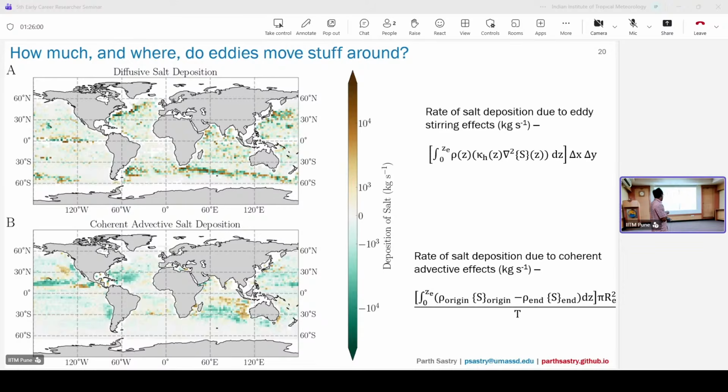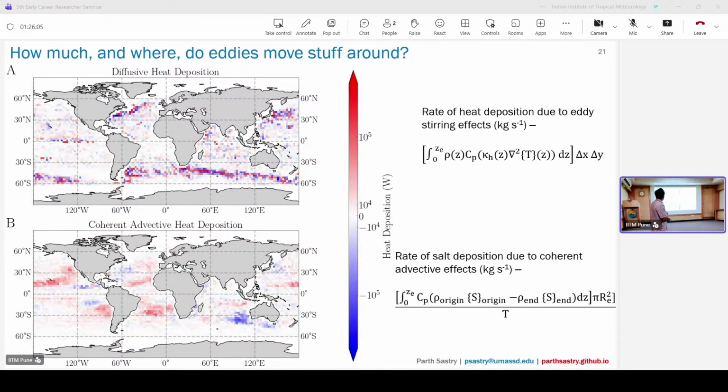The South Atlantic subtropical gyre is also highlighted in this, but it shows up more so in heat. And the maps look very similar to what they look like for salt. And the reasons for most of these patterns are similar to what I described earlier. And one final point that I will drive home is that this coherent advective term at individual grid locations is of the same order of magnitude as what you would get from diffusive deposition. Not just of the same order of magnitude, in a large portion of the ocean, it is in fact much greater than what the diffusive term is.